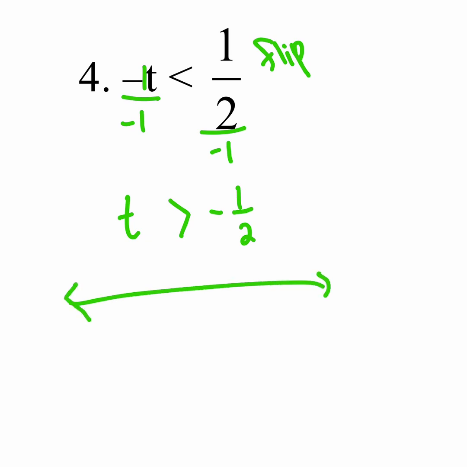When I go to draw this, I'm going to have -1/2, open circle. I'm going to go ahead and do 0, -1, and I'm going to shade to the right.